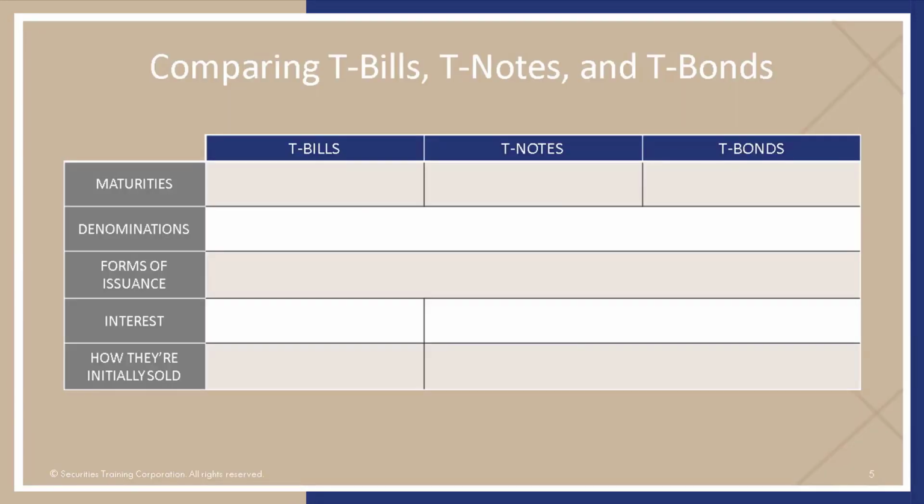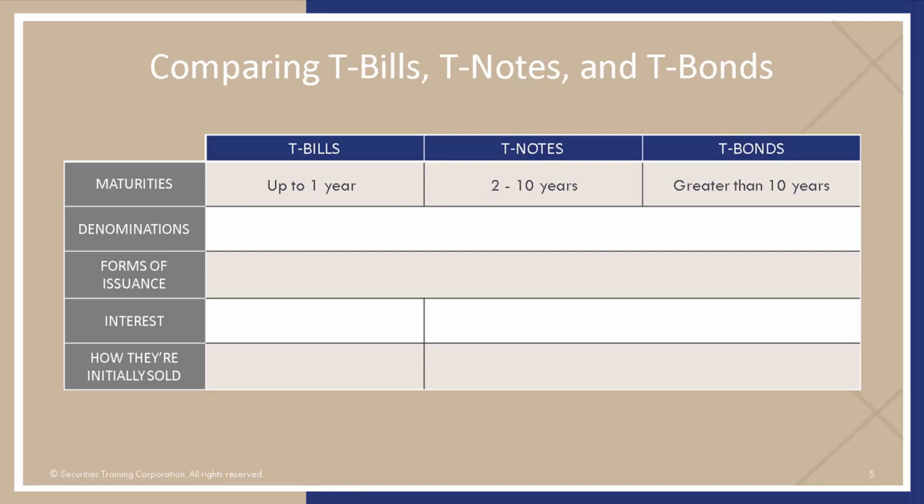Now, let's compare the T-bills, T-notes, and T-bonds. First, make sure you know the different maturities. T-bills are issued with maturities of up to 1 year. T-notes, maturities of 2 to 10 years, and T-bonds have maturities of over 10 years.